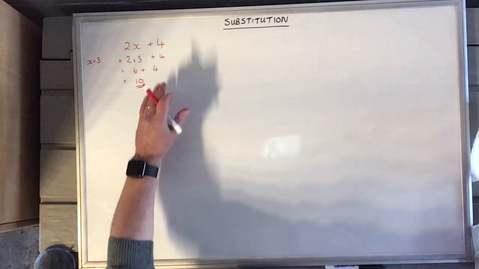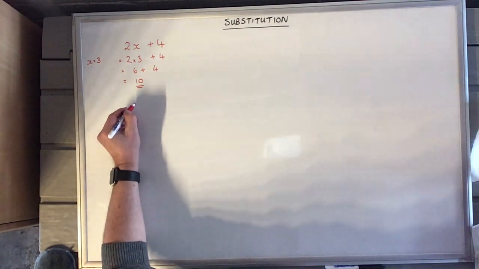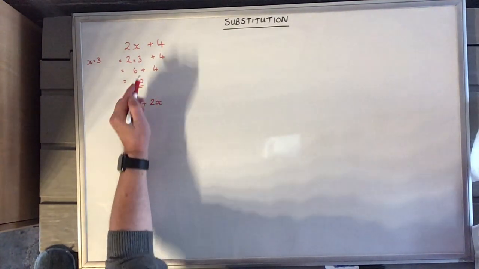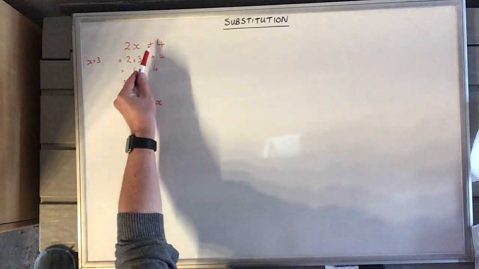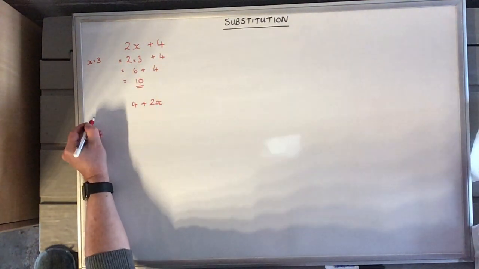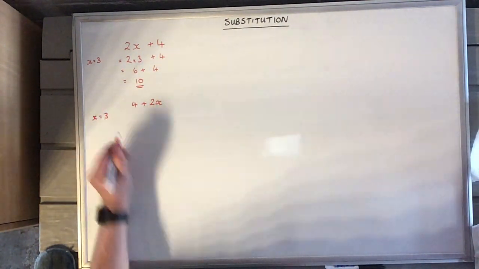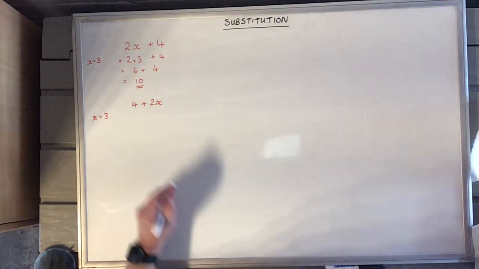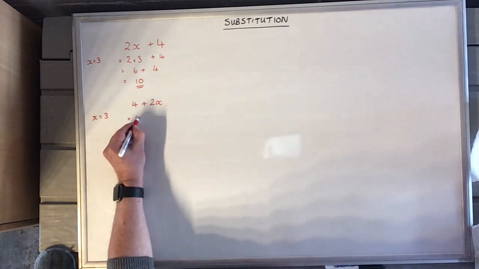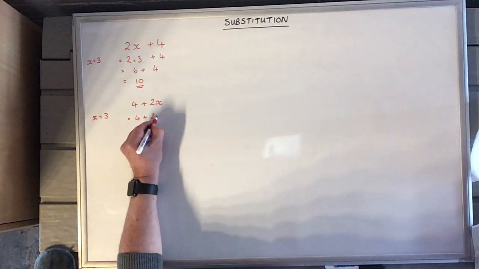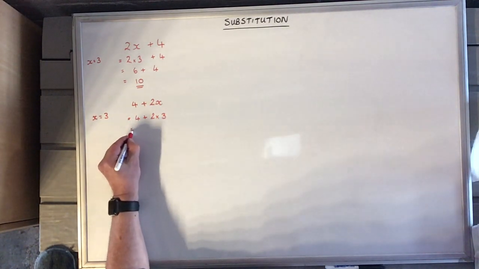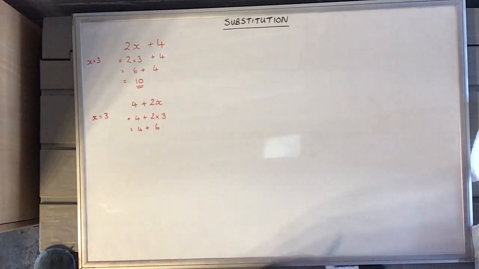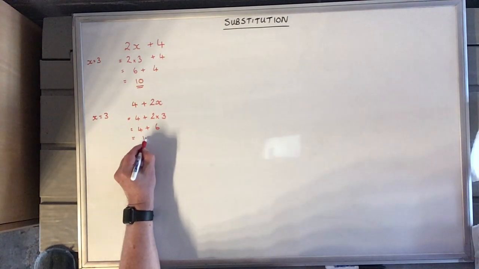Now, I'm going to give a different expression here. So I'm going to write this the other way around. All I'm doing here is putting the 4 first plus 2x. Now, this will test whether you know your order of operation. I'm keeping x equal to 3, and if we work that out, then that's going to be 4 plus 2 times 3. Well, that's going to give me 4 plus, remember, we must do multiplication first, 6, and the answer is 10.